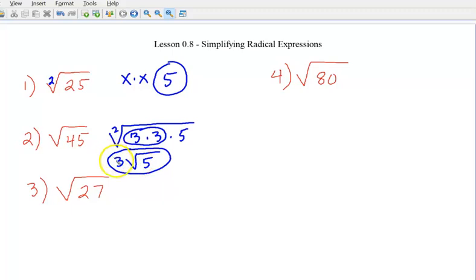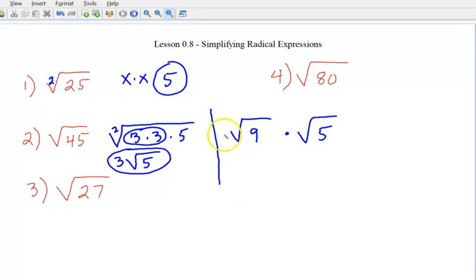Okay. Now here's another method. Again, I'm not saying you have to show both, but some of you will like this better because when these numbers get a little bit bigger, you're going to be doing a lot of factoring, and that's okay if it means getting it right. But if you know your perfect square numbers, you can go ahead and factor like this.